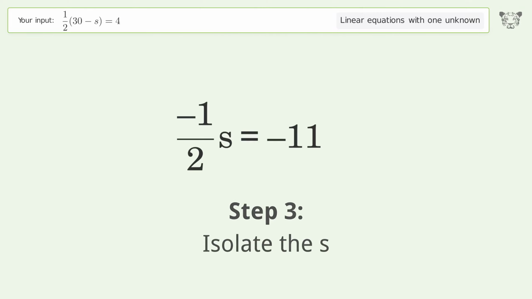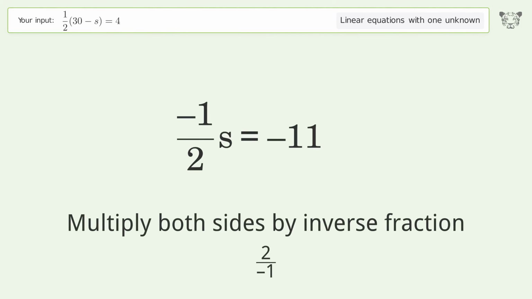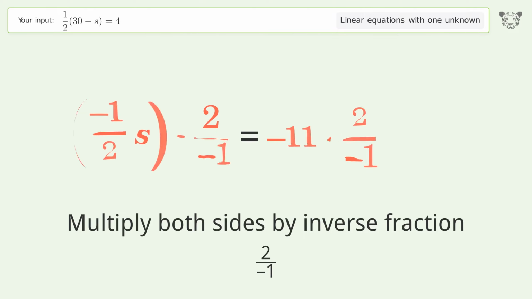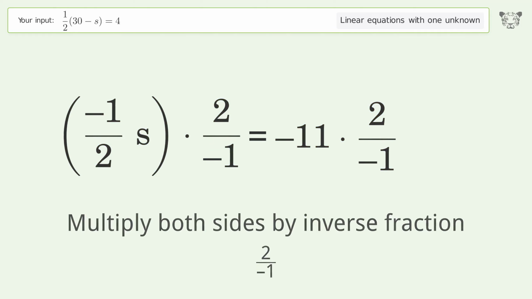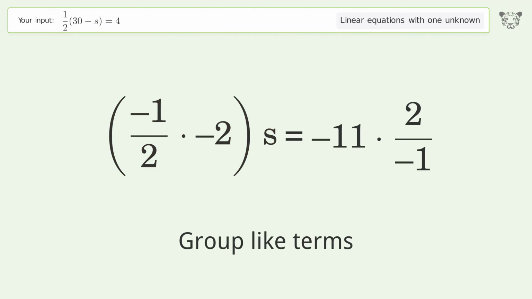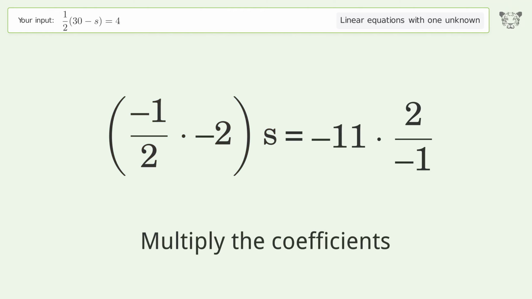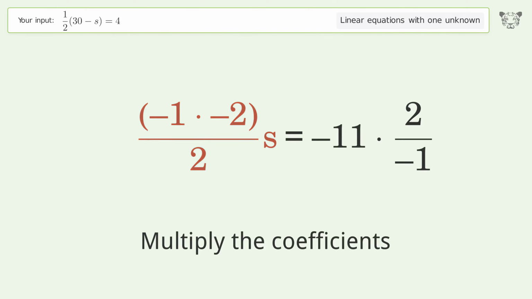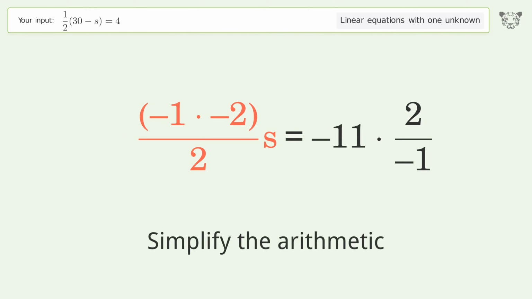Isolate the s. Multiply both sides by inverse fraction 2 over -1. Group like terms. Multiply the coefficients. Simplify the arithmetic.